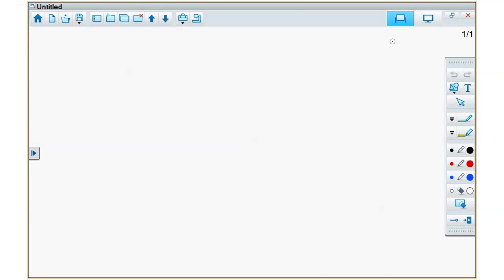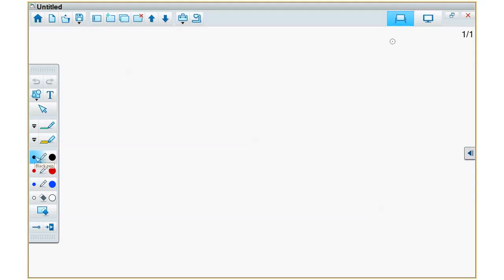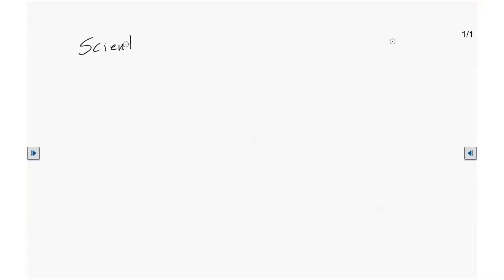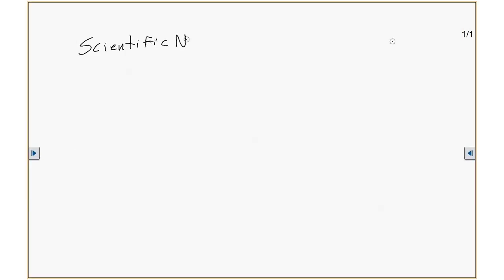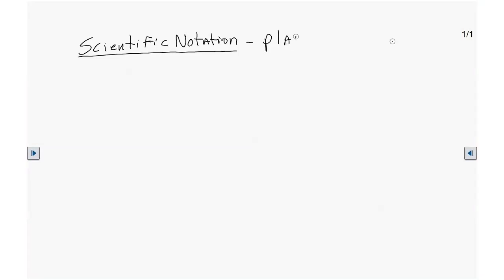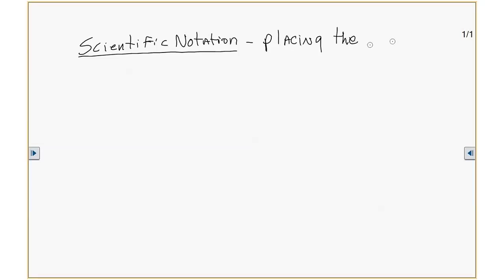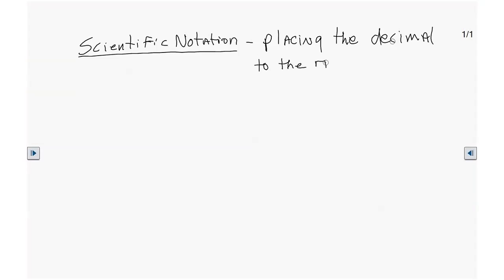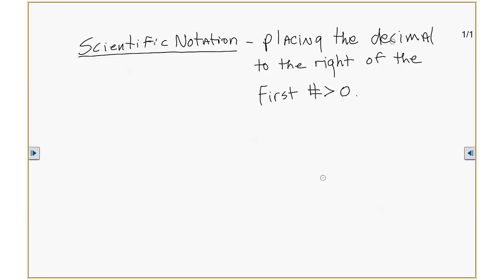So with that, first of all, what is the definition of scientific notation? The definition of scientific notation is, this is a Hubertism definition, placing the decimal to the right of the first number greater than zero. That's the definition of scientific notation. But like I said, there are three parts of scientific notation.